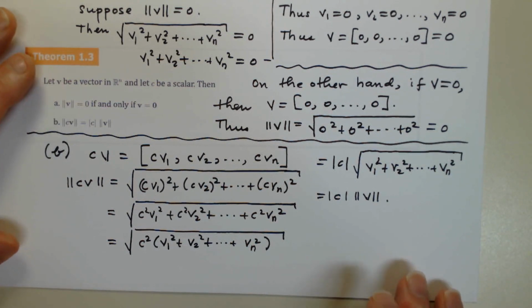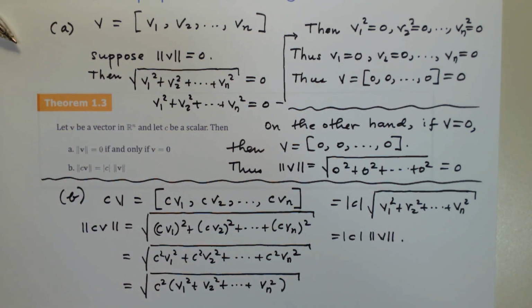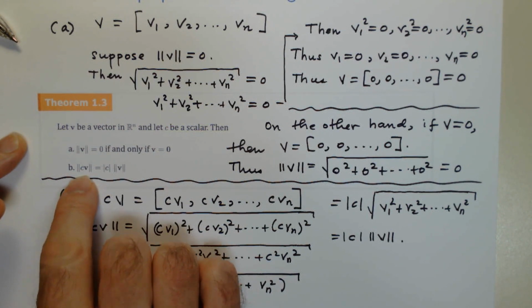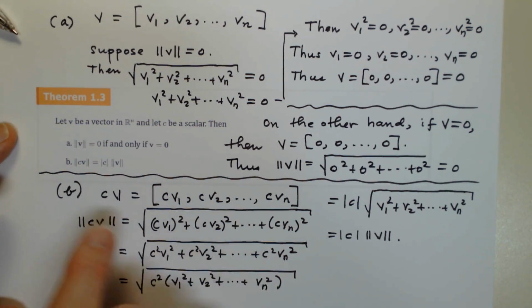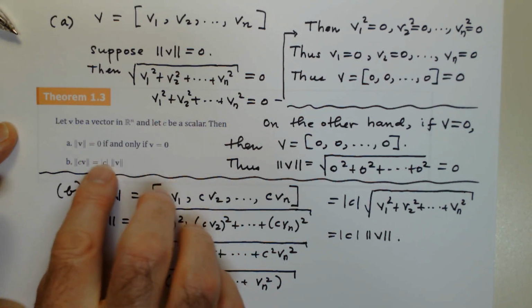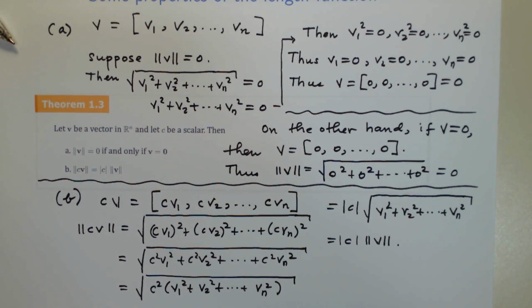Okay, and that brings a conclusion to our proof of Theorem 1.3 Part B, this fact about scaling and the way that scaling works with the length function. It's a nice result. It's very helpful from time to time just to be able to pull these scalars out and kind of isolate the length of v. So be ready to use that when needed. Okay, so I will head back to the class notes and continue.